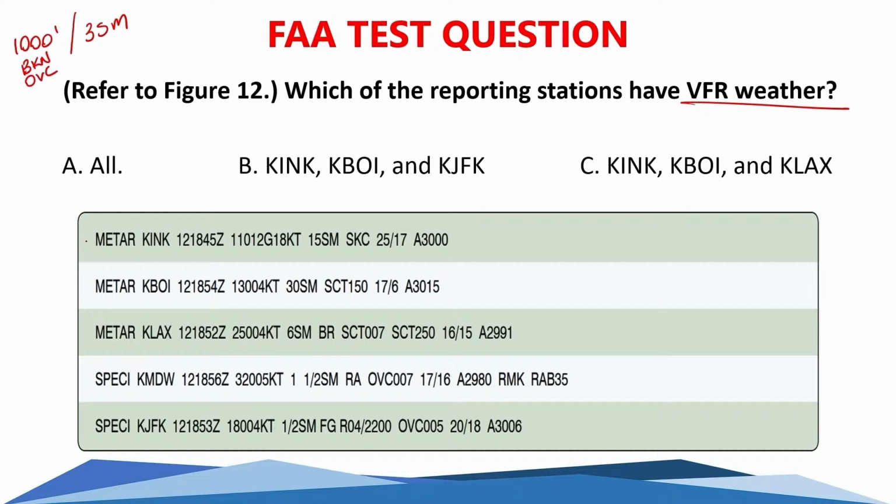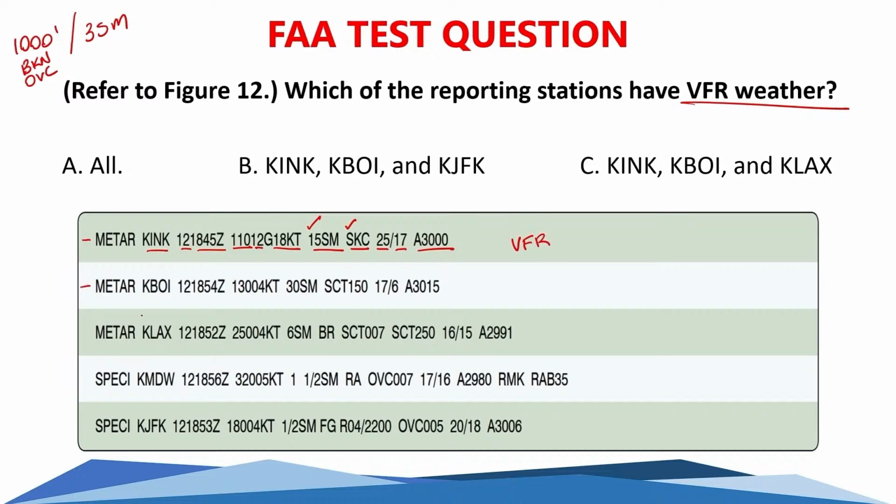Looking at it line by line, this is the METAR for Wink, Texas on the 12th day at 1845 Zulu. Wind is 110 at 12, gusting to 18, 15 statute miles. That's definitely greater than 3 statute miles. Sky is clear, so that's also good. Temperature 25, dew point 17, altimeter 3000. So this one is going to be VFR.